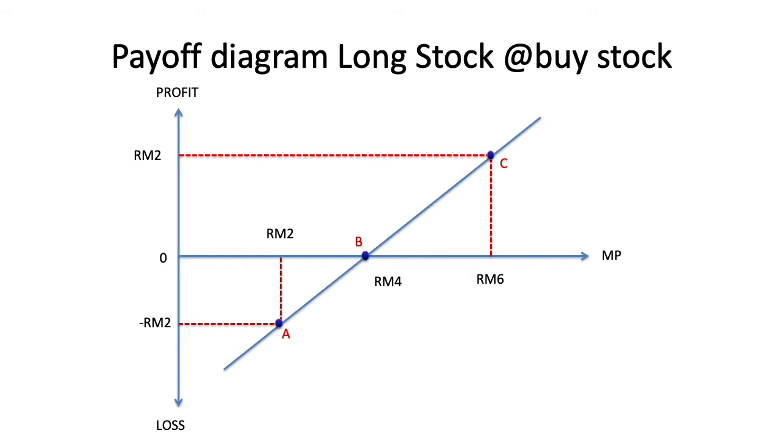So you have points A, B, and C. When you draw a straight line from point A to point B and to point C, you get the payoff diagram for your investment strategy, which is that you buy stock at 4 ringgit. So this is a payoff diagram.